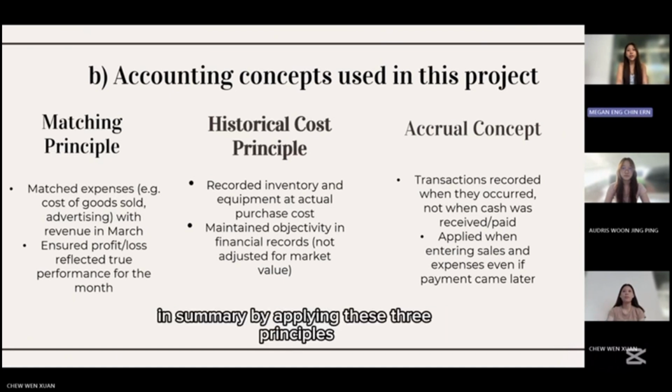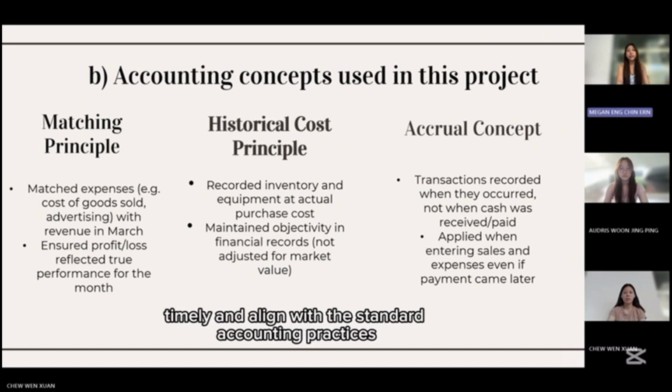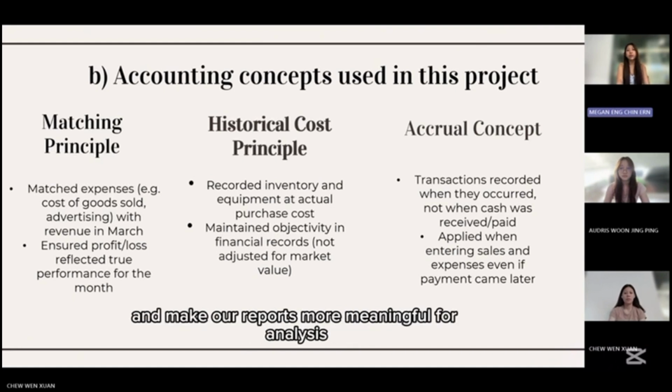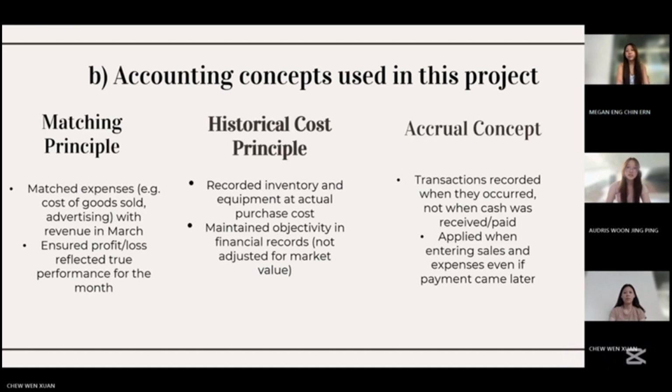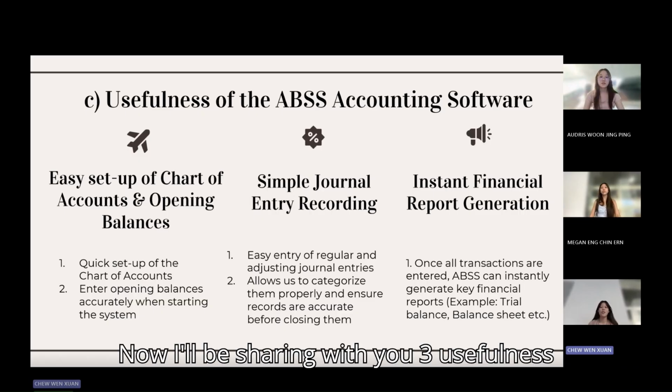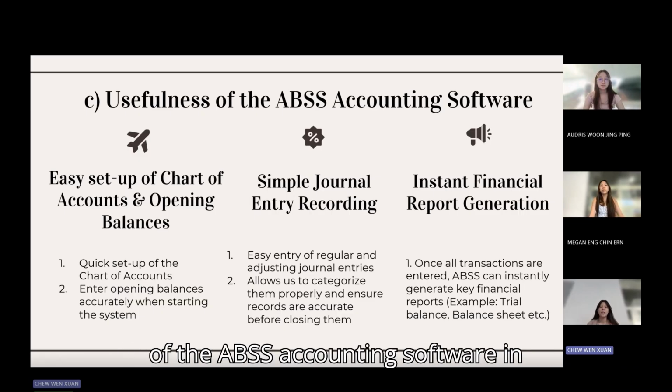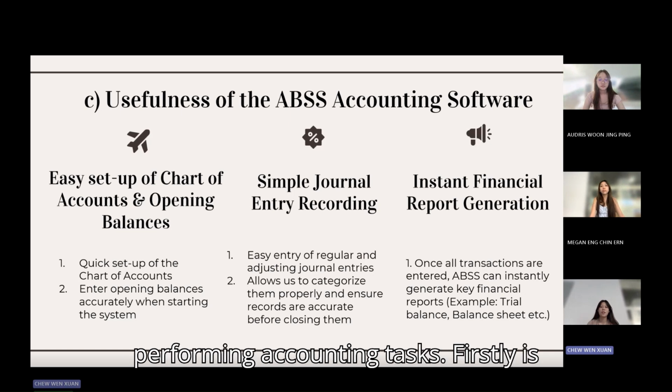In summary, by applying these three principles, the matching, historical cost, and accrual principles, we ensure that our financial records are accurate, timely, and aligned with standard accounting practices. These concepts help us use our ABSS more effectively and make our reports more meaningful for analysis. Now I'll be sharing with you three usefulnesses of the ABSS accounting software in performing accounting tasks.